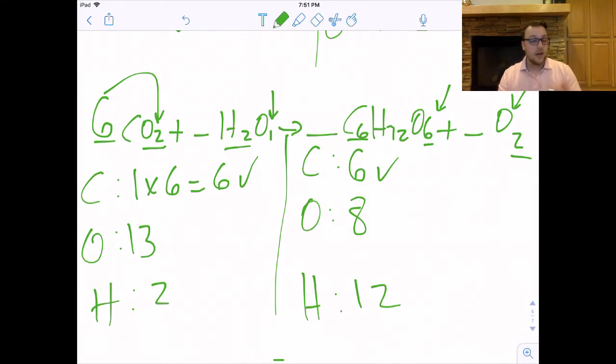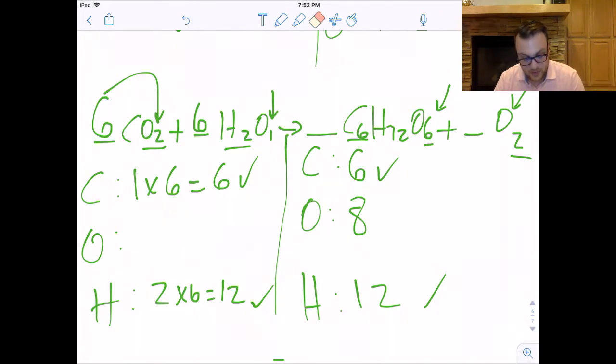Let's do the hydrogens first. If I multiply these hydrogens times 6, you get 12. 12, 12. So, I'm going to put a 6 in front of those hydrogens, and now I have to fix my oxygens again. So, 6 times 2 is 12, plus 6 times 1, which is 6, is 18.